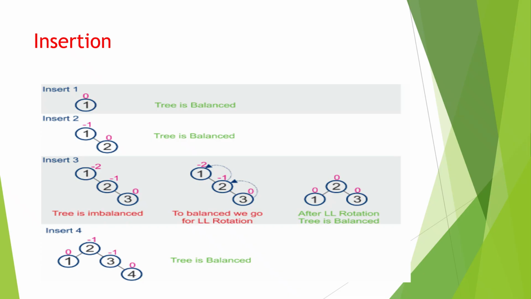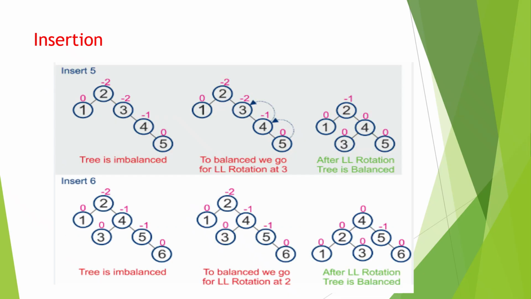Then we are going to insert 4. 4 is greater than 2. 4 is greater than 3. 4 is placed on the right side of 3. Then we check the balance factor for each node. The tree is balanced. Then we are going to insert 5.